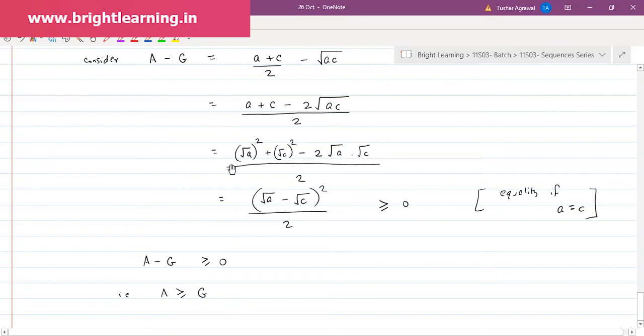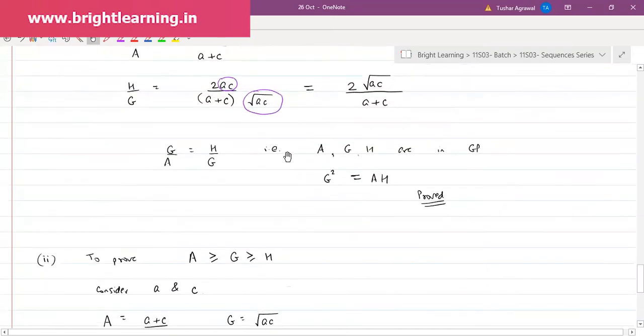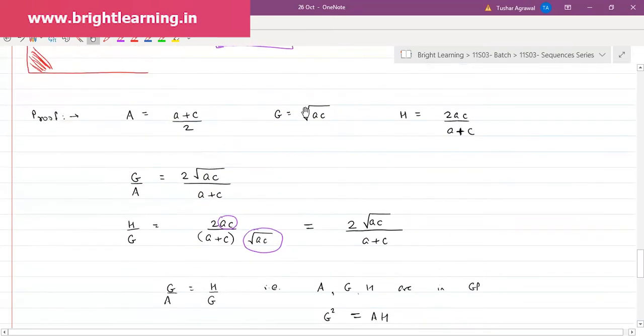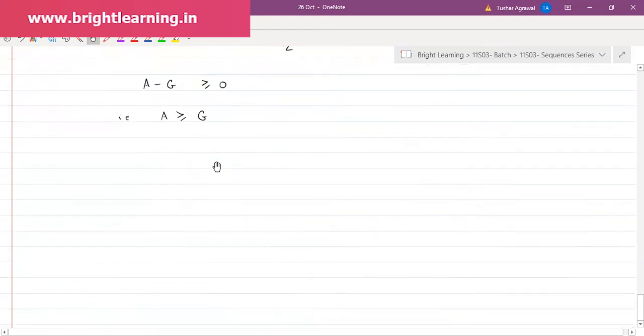Similarly, you can prove it for G and H also. G minus H, if you do, this is your G and this is your H. G minus H, there also you will get the result. Or another way of proving: A is greater than or equal to G, and for harmonic mean I will use this result. Another shortcut method, sir: A upon G is greater than or equal to 1.